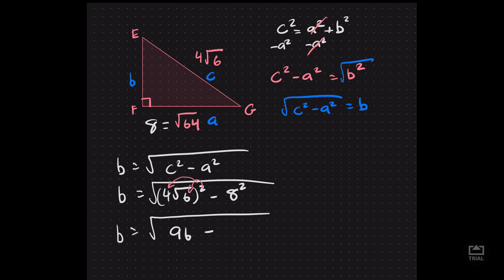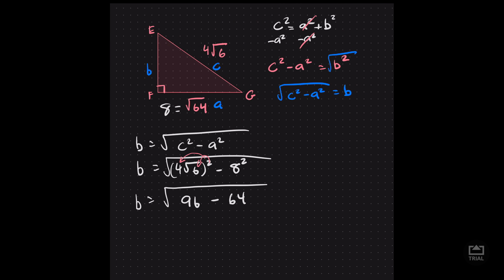And I know right here that 8 squared is 8 times 8, which is 64. So now essentially what I'm left with is b equals the square root of 96 minus 64. So I have b equals the square root of, well, 96 minus 64 is 32. And now what I want to do is say, can I simplify? So can I take that number, root 32, and pull out a perfect square?